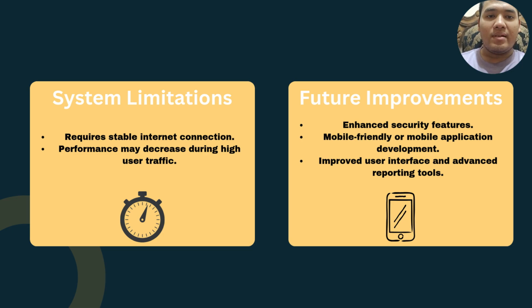However, the system has a limitation. It requires a stable internet connection, especially for backups. Also, when many users access the system at the same time, the performance may become slower. In the future, the system can be improved by adding better security features, and a mobile-friendly version or mobile application can also be developed so the owner can access the system anywhere. The user interface and report tools can also be improved to make the system easier and more useful.